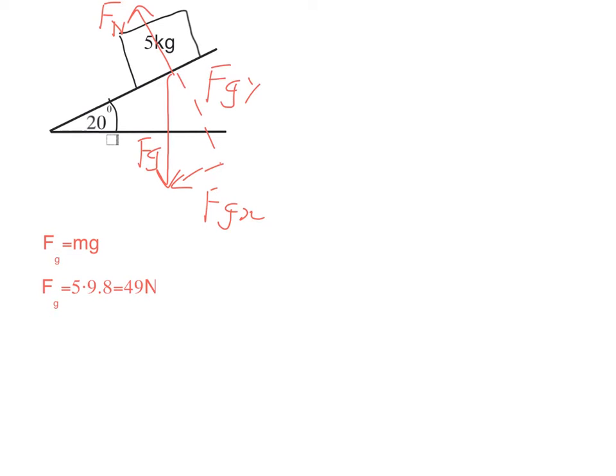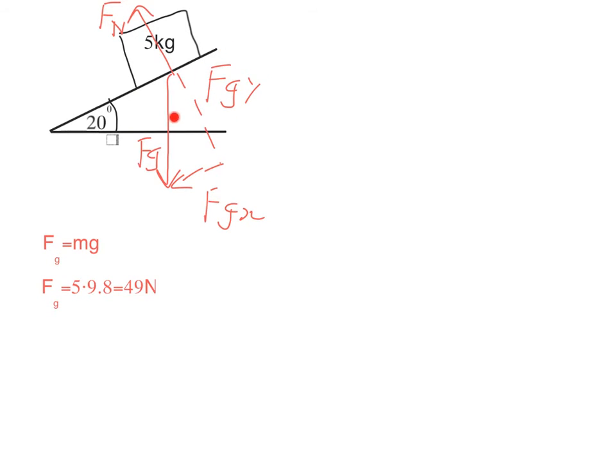Alright, well, we'll do it this way. 5 times 9.8. I'll do it that way. Okay? And then when I do that, I'm going to get 49 newtons. Alright? So that happens to be FG. Now I'm going to try to figure out what FGY is.